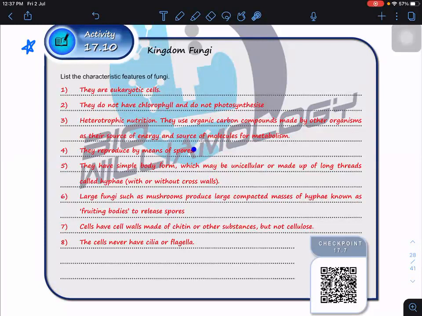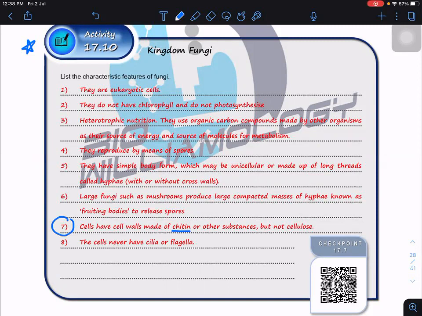So they reproduce by means of spores. They have a very simple body form, which may be unicellular or made up of long threads called hyphae. Large fungi such as mushrooms produce a large compact mass of hyphae known as a fruiting body, and they can release the spores. Cell wall is chitin, not cellulose, and they don't have cilia and flagella. So what are the specific features? Specific features, okay, highlights. They have a cell wall, but the cell wall is chitin.